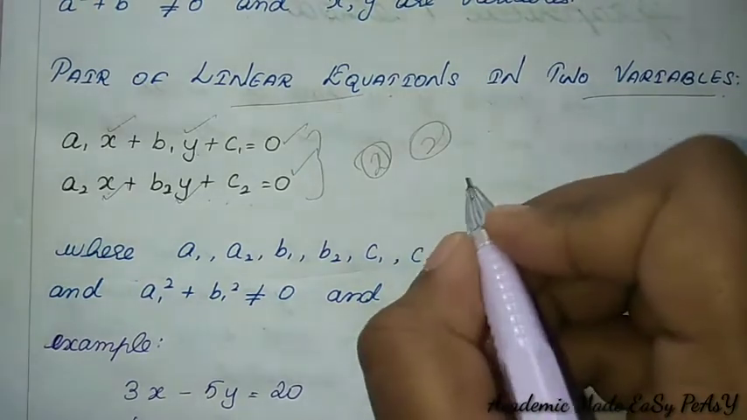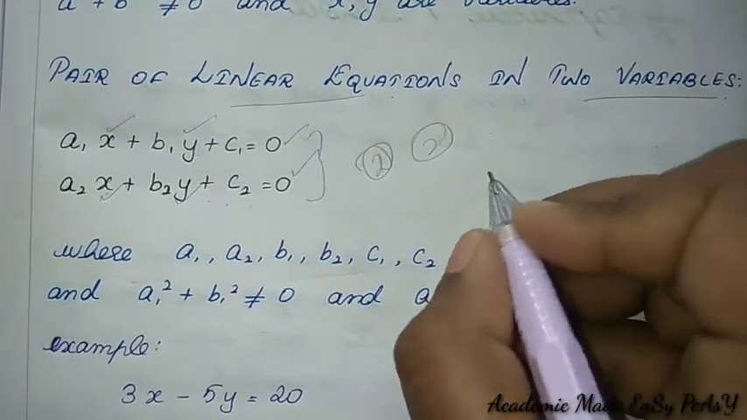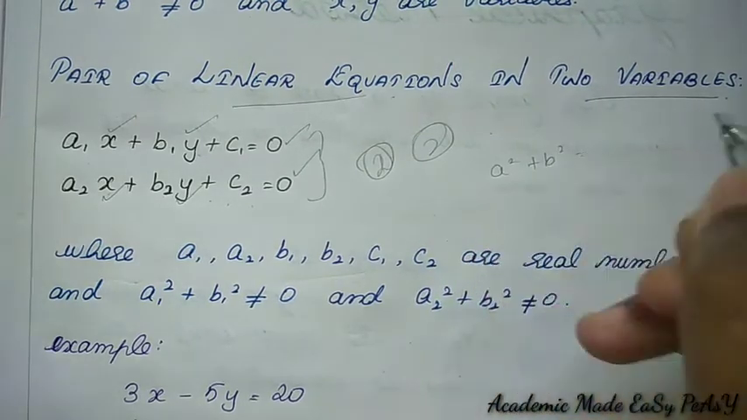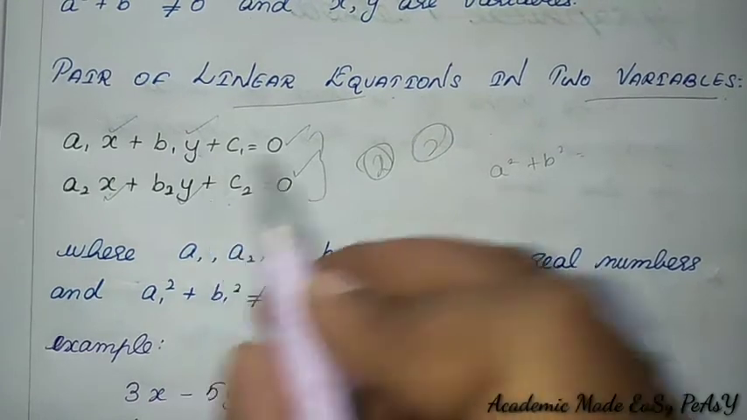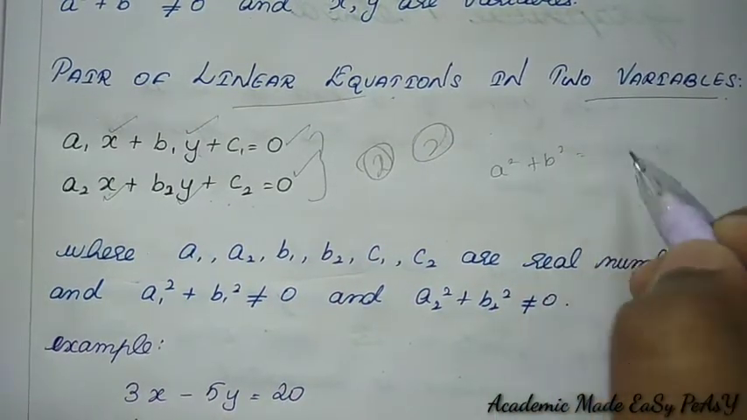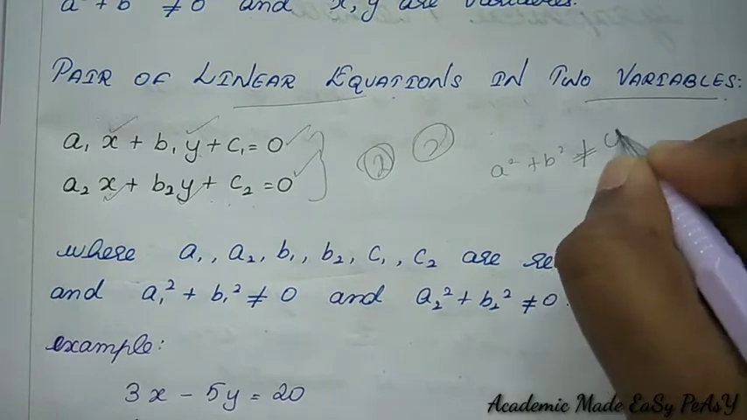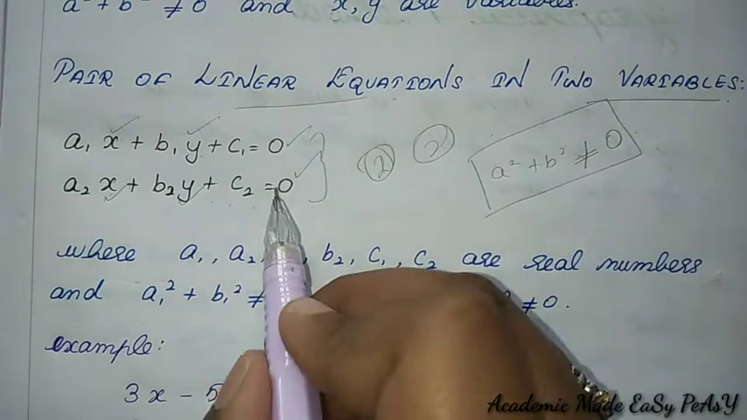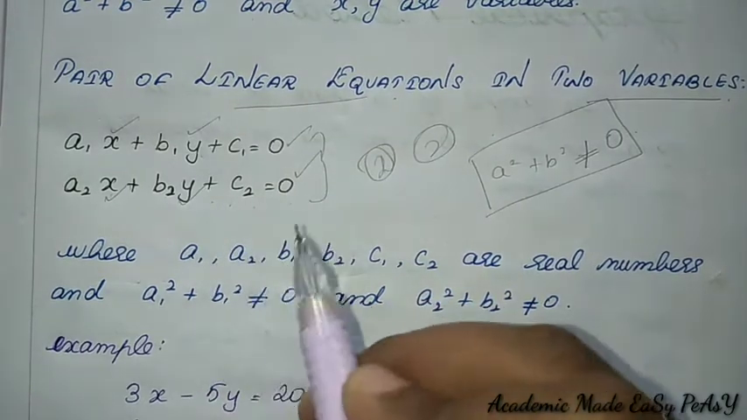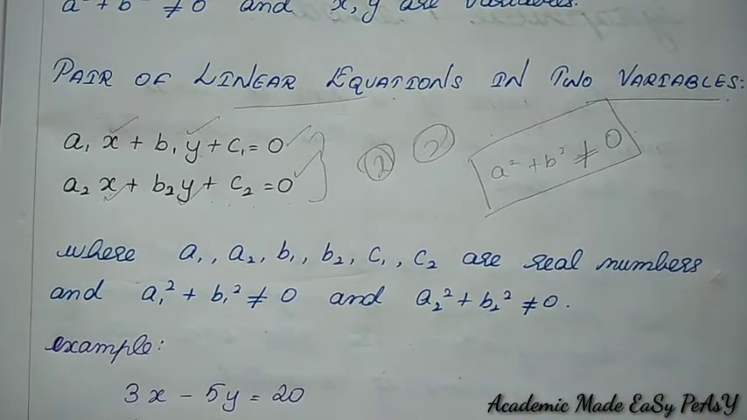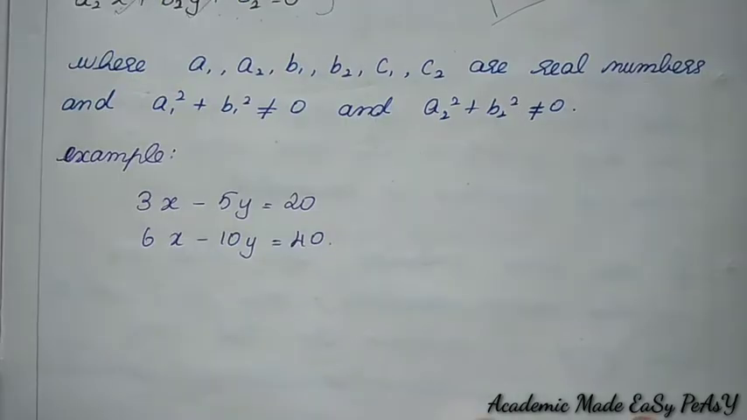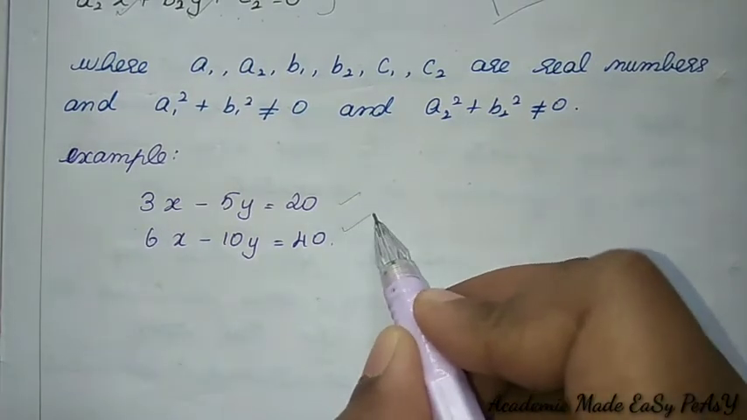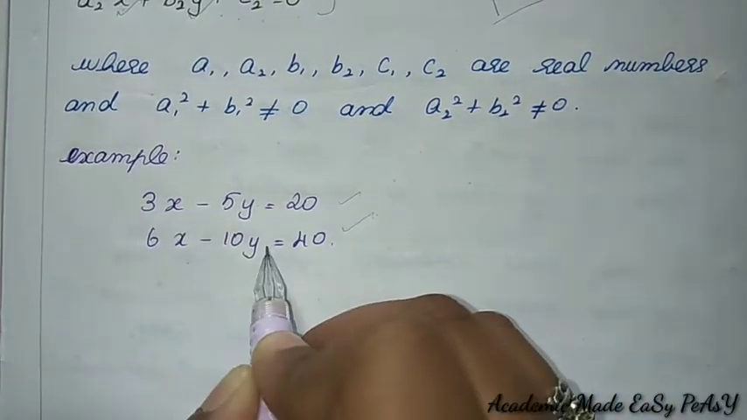So here there's a condition for every linear equation: a square plus b square, that is the square of the coefficient of x and the square of the coefficient of y, is not equal to 0. Then only it is said that this linear equation is true. If not, it is false. If not, it doesn't exist. So I have given an example. So here these are the two equations and two variables are given over here.